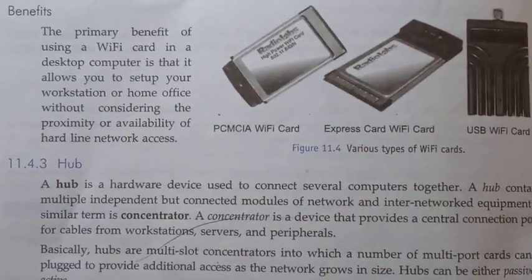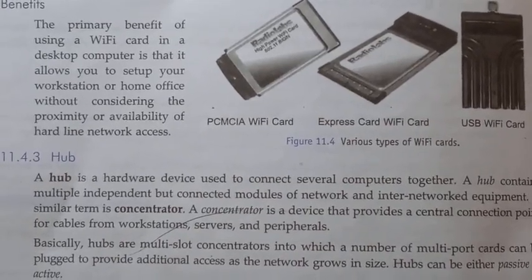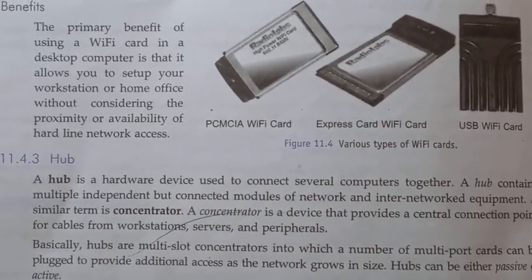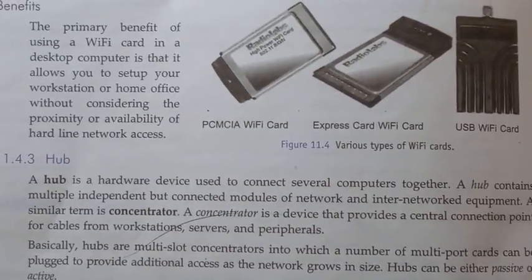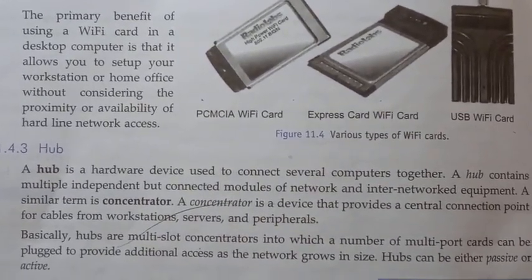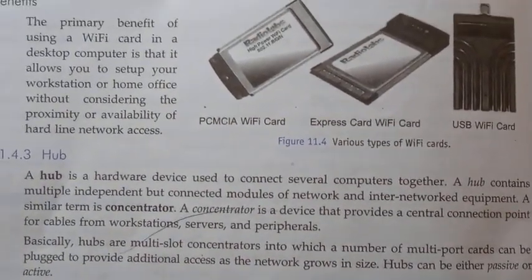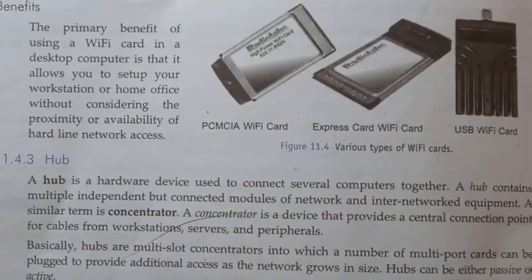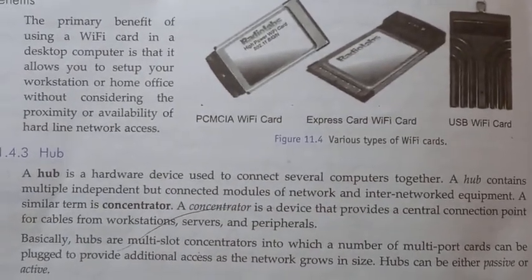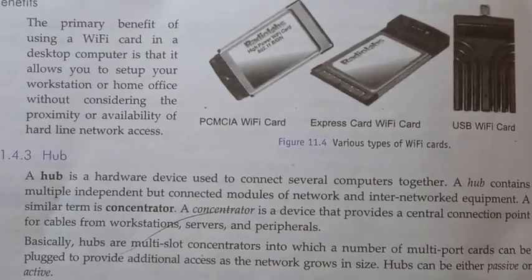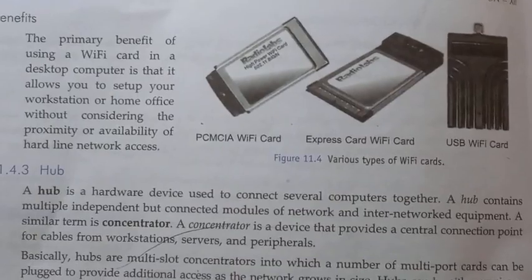Then what are the benefits of a Wi-Fi card? The primary benefit of using a Wi-Fi card in a desktop computer is that it allows you to set up your workstation or home office without considering the proximity or availability of any hardline network access. Which means that if a Wi-Fi card is available in your system, you can easily connect it to any network wirelessly. This is the main use of a Wi-Fi card.